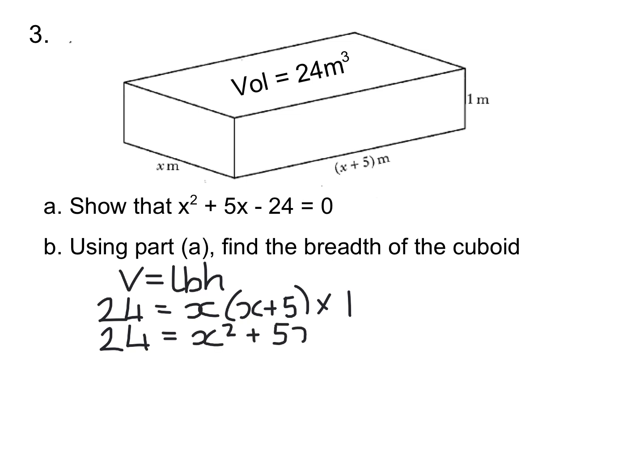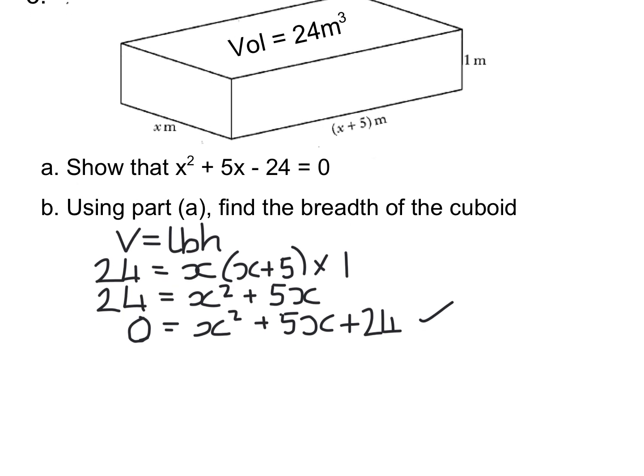And it's starting to look really like their answer, but they've taken the 24 to the other side, so we're going to do the same. So we're going to do 0 equals x squared plus 5x minus 24. And that's us got part A. We've shown that. Doesn't matter if it equals 0 on the other side. That's perfectly okay. Okay, let's do part B.